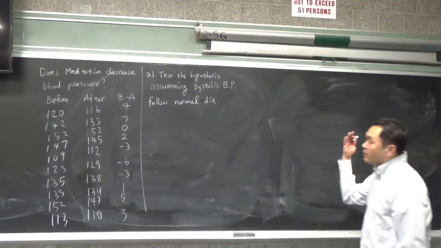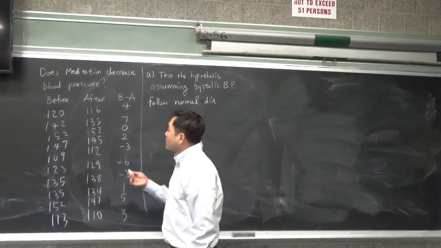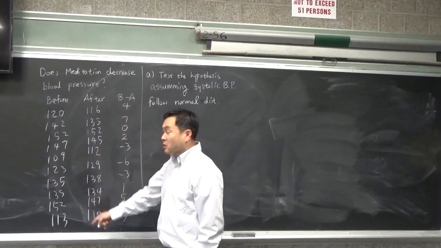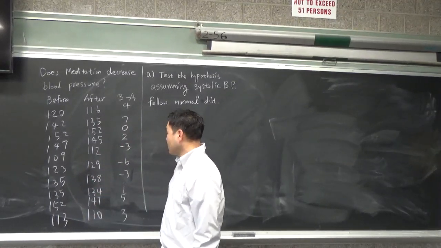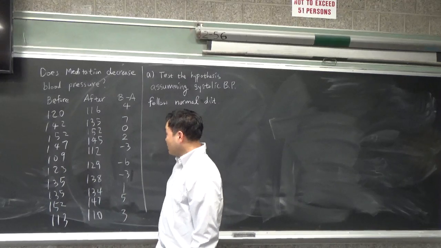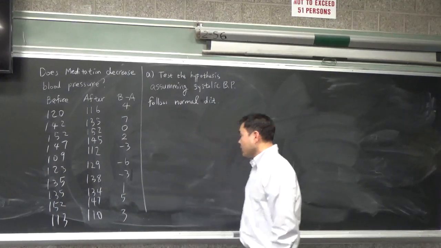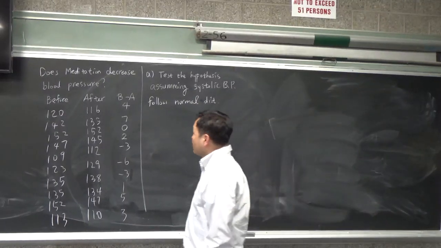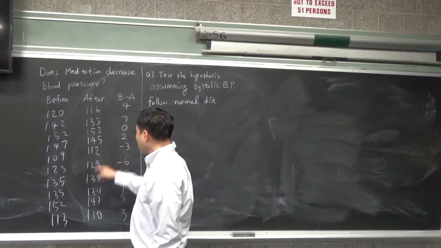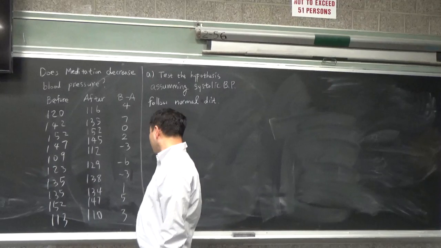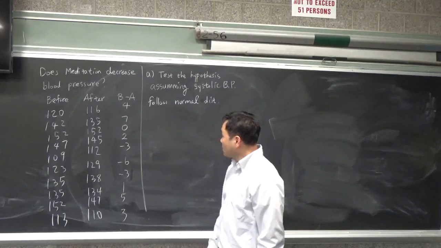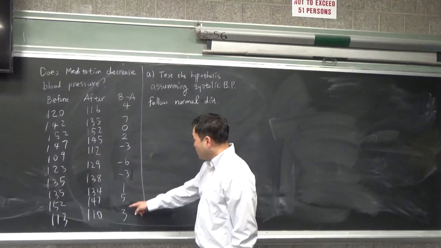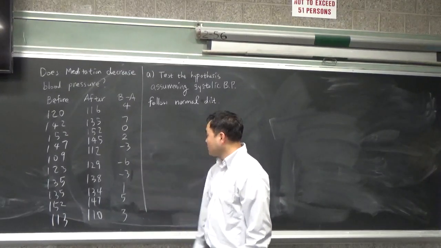So here we have data that shows the systolic blood pressure before and after an hour of meditation. And you want to know if the overall blood pressure went down afterwards. I mean, the data seem to suggest that because you see more numbers going down than going up.